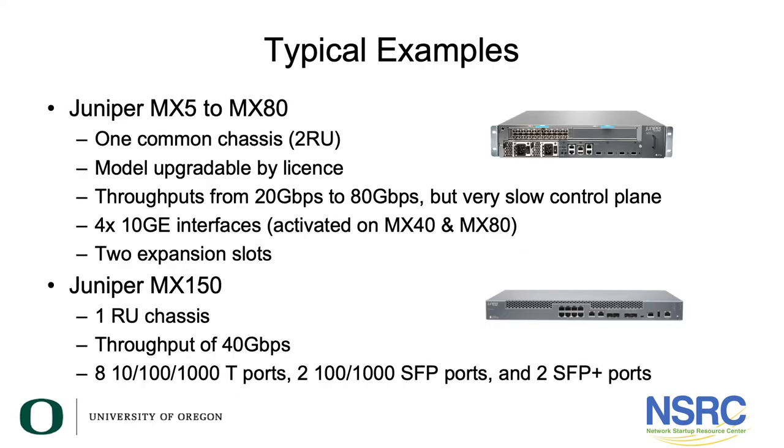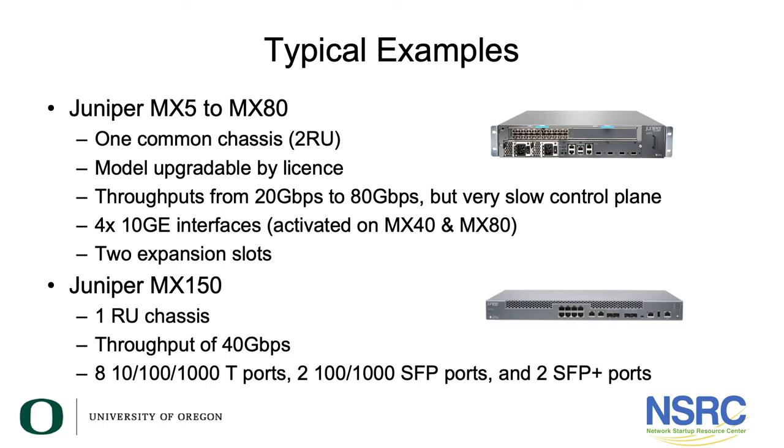If we move over to the Juniper side of the fence, MX5 and MX80 10 years ago were very popular routers in a lot of network infrastructure. One common chassis, which is 2RU, and the model was upgradable by license. They're still very good routers as far as throughput goes, but be aware that the control plane is very slow. We do not recommend these if BGP is going to be a requirement for you, as the control plane is so slow, it takes a substantial amount of time for these routers to actually converge the BGP session. But for throughput, still very good availability today.